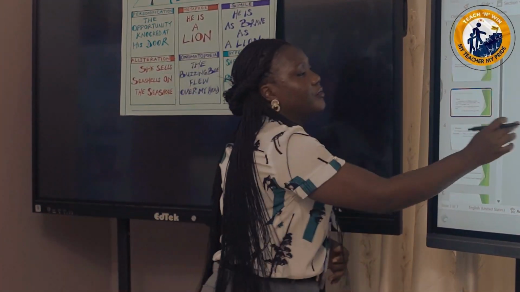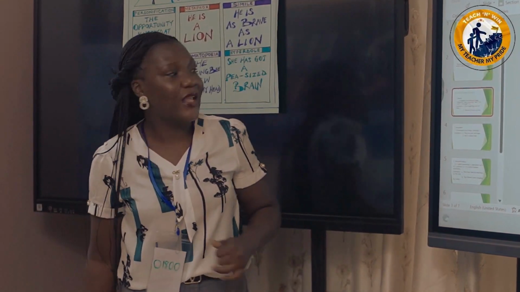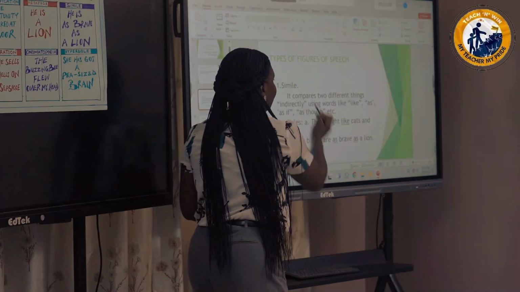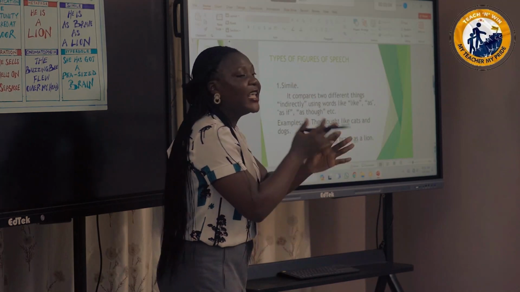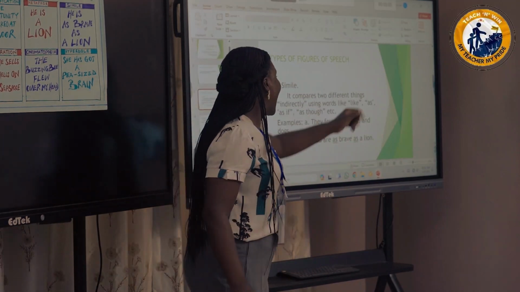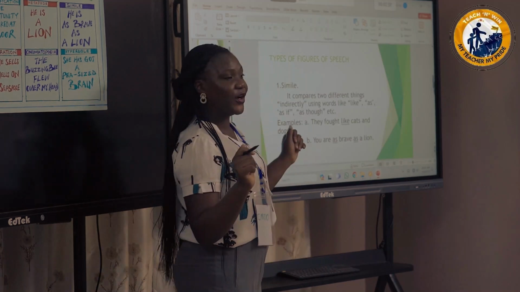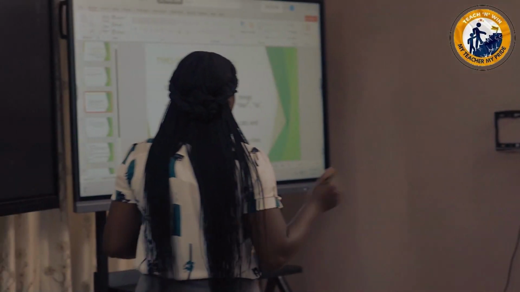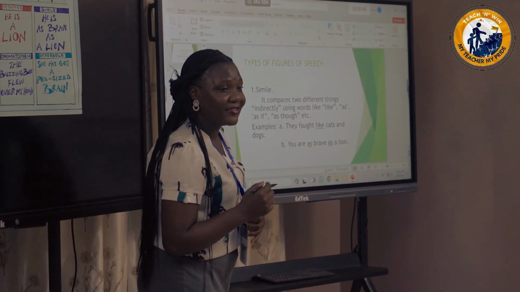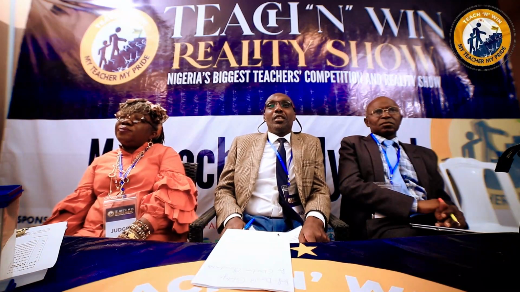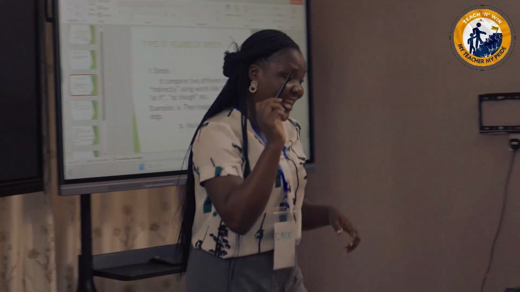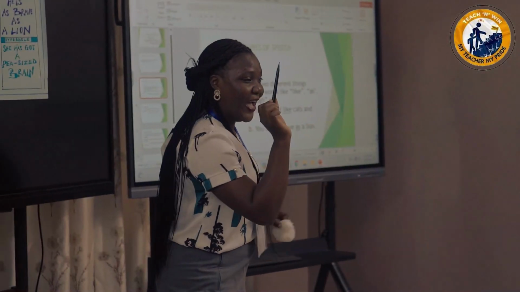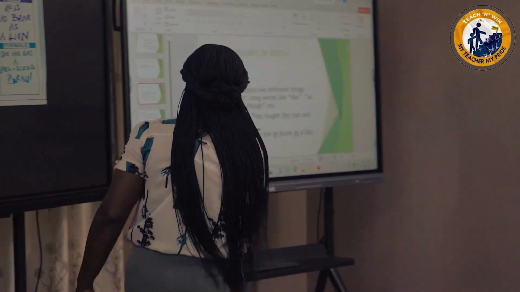Now let's go to the first type where we have simile. Simile is when you compare 2 things indirectly. The word there, indirectly. We are going to be comparing 2 things indirectly using words like as, as if, as though, etc. Example, the bag is as heavy as the stone. Does anybody want to try and give me an example? The pen is as light as a feather. In this case, let's take the cotton wool. The pen is as light as the cotton wool.